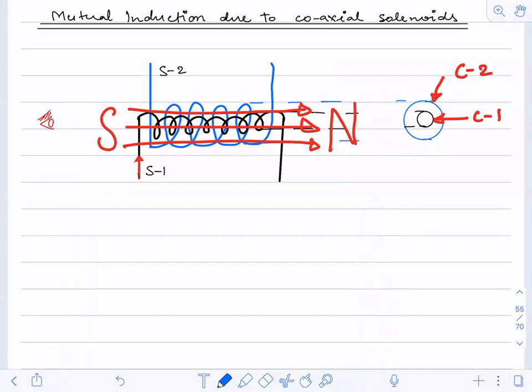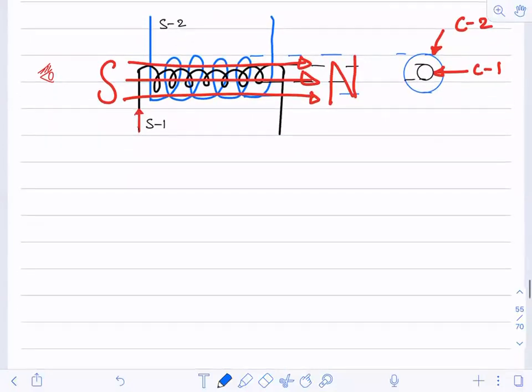Now, for solenoid 1 and for solenoid 2. For solenoid 1, number of turns is N1, area is A1, length is L1. Any flux linked with it, I will write as phi 1. For S2, we will have N2 number of turns, area is A2, length is L2, and then any flux linked will be phi 2.